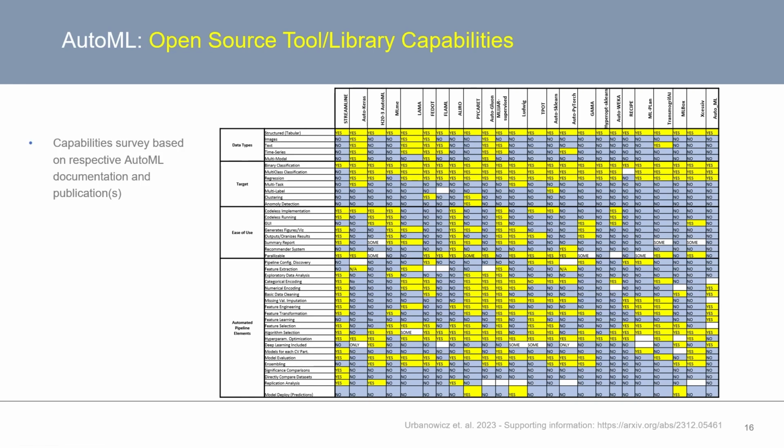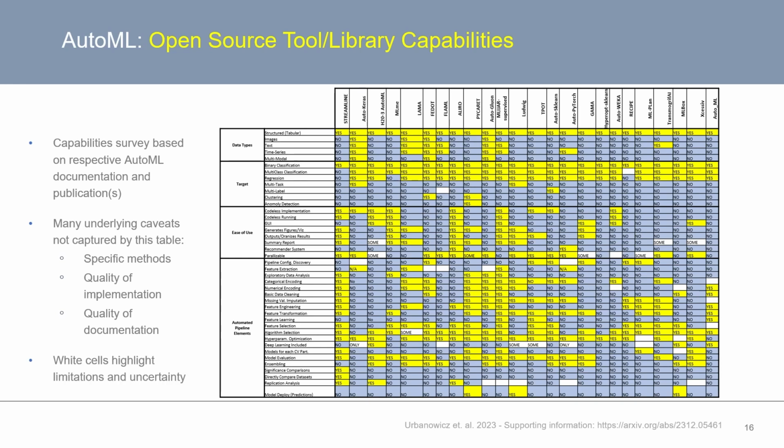Of note, this survey was admittedly subjective and based on the respective documentation and publications available for each AutoML. Also of note, there are many underlying caveats not captured by this table, including what specific methods were made available in each AutoML, the quality of the AutoML implementation, and the quality of the respective documentation. In this table, white cells serve to highlight limitations and uncertainty in our survey. Details regarding this survey were included in the supporting information of a manuscript we recently prepared and posted as a preprint to the arXiv link at the bottom of this page.